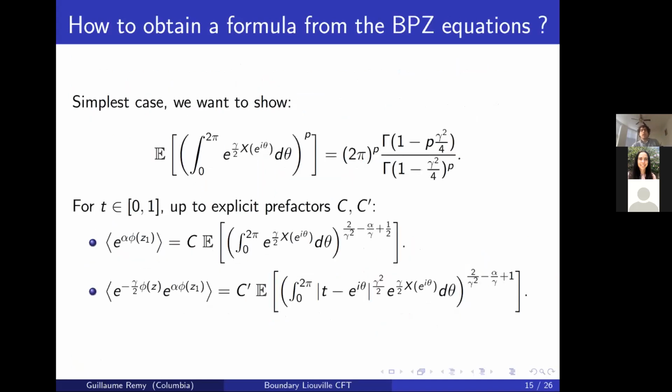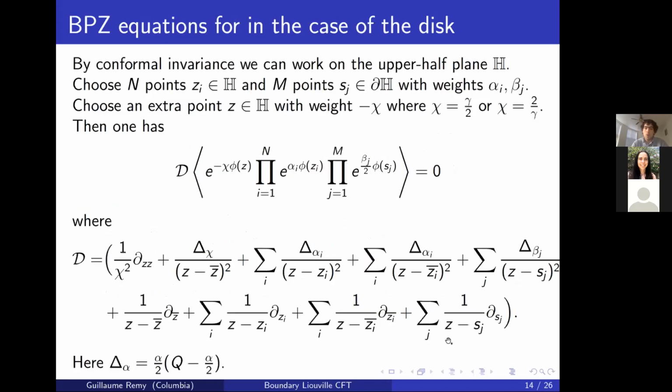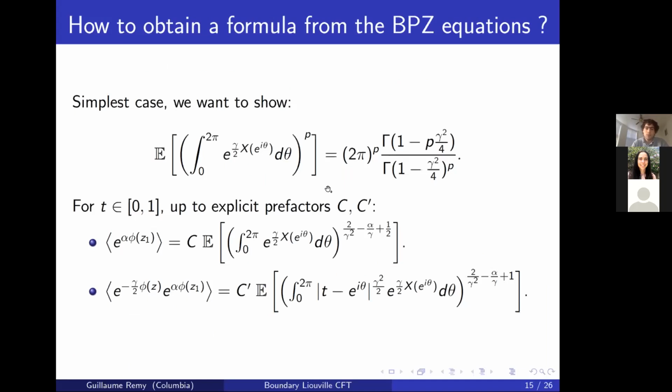So let me try now to say, in a hopefully down-to-earth fashion, how do you use this operator concretely to get an exact formula? I'm going to go back. The simplest case was the first slide of results I showed you, this exact formula for the moment of the total mass of the GMC on the unit circle, just this ratio of gamma functions. So how can we use this huge operator to get this formula? Let's see how it goes.